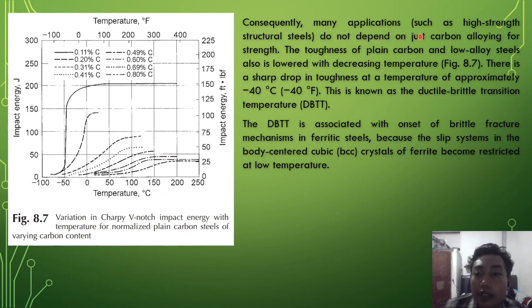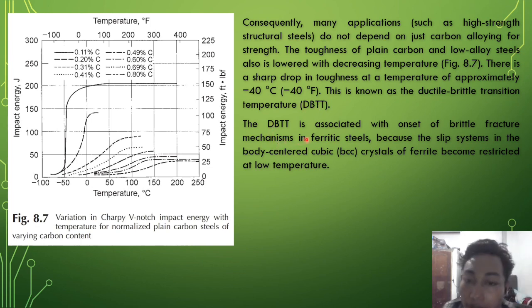In many applications, high-strength steel depends on carbon and alloying for its strength. The toughness depends on carbon and alloy content. Also, toughness is affected by lower temperature, as in Figure 8.7. This is 8.7. There is a sharp drop in toughness at a certain temperature, for example -40 Celsius, -40 Fahrenheit. This is known as the ductile-to-brittle transition temperature (DBTT).